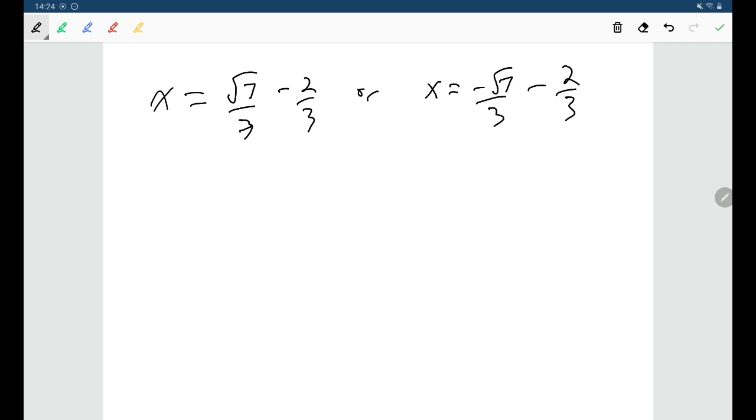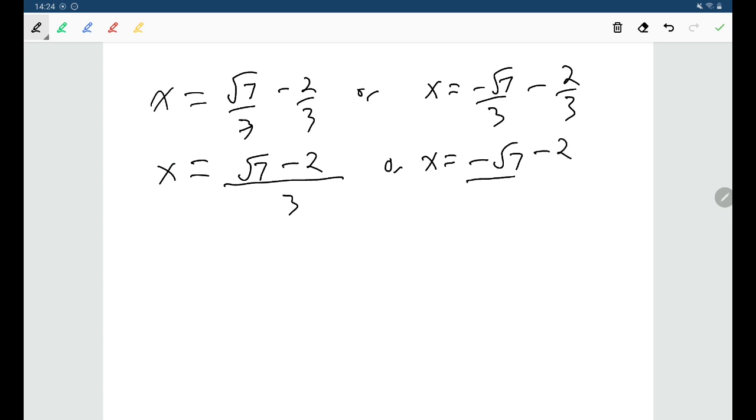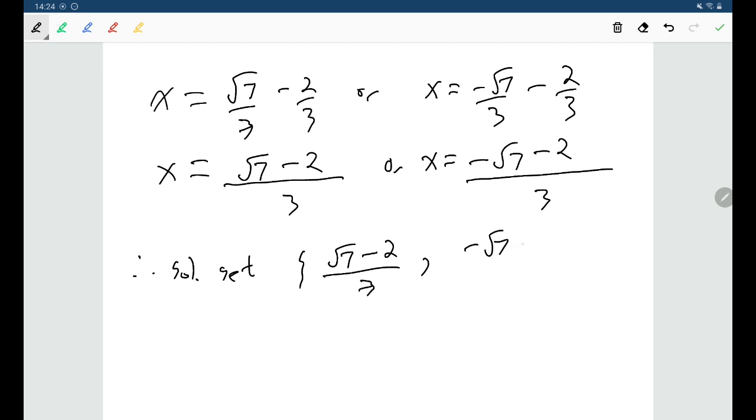And since the denominators are the same for these fractions, I can actually combine them and make one fraction. So I could say root of 7 minus 2 all over 3, or negative root of 7 minus 2 all over 3. So for my solution set, positive root 7 minus 2 over 3, and the other solution, negative of root 7 minus 2 all over 3.